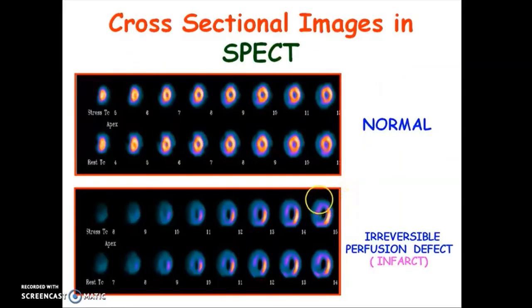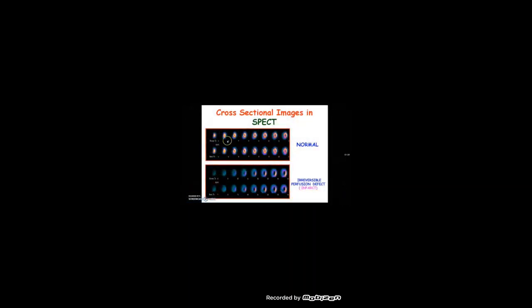Let us see some cross-sectional images done in SPECT imaging. What I am going to show you is the cardiac SPECT. Can you see, there are two rows of information here. This row tells about the rest imaging. This row tells about the stress imaging, that is, after exercise.